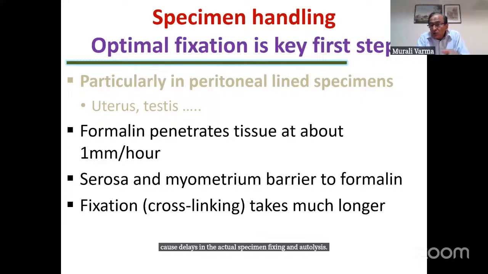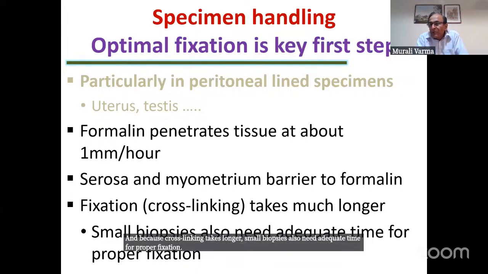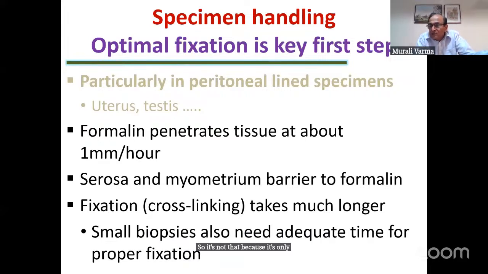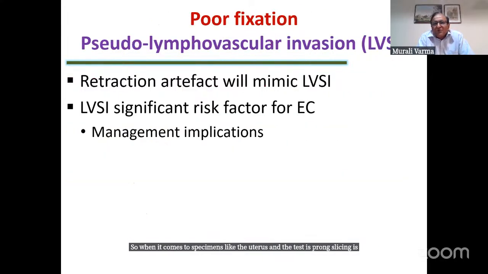And because cross-linking takes longer, small biopsies also need adequate time for proper fixation. It's not that because it's only a tiny biopsy it can be fixed in 5 minutes. No, the process of cross-linking still takes time. So when it comes to specimens like the uterus and the testes, prompt slicing is critical. Let me demonstrate some of these to you.